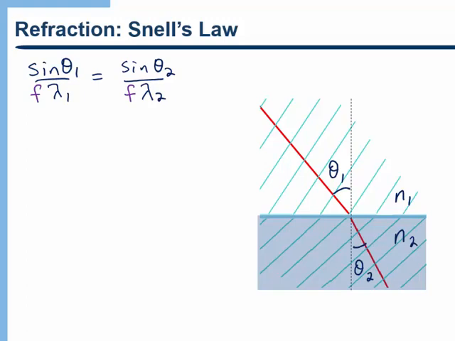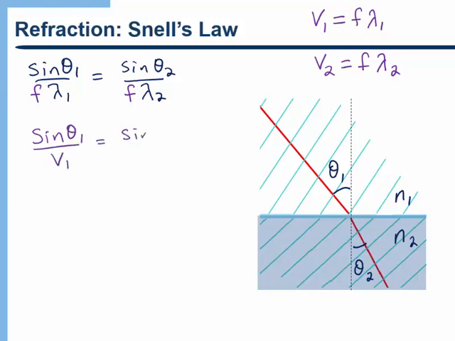Now remember, the frequency doesn't change. So the frequency in both materials is the same, and that's why I can just go ahead and use f without a subscript on it. We know that the velocity in material 1 is just the frequency times the wavelength in material 1, and the velocity in material 2 is the frequency times the wavelength in material 2. And so I can rewrite our equation now as sine theta 1 over v1 is equal to sine theta 2 over v2.